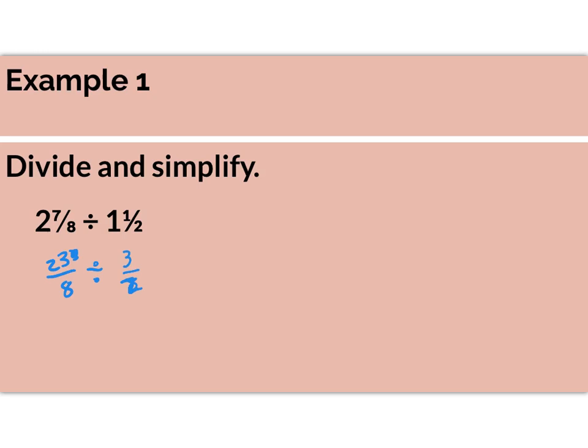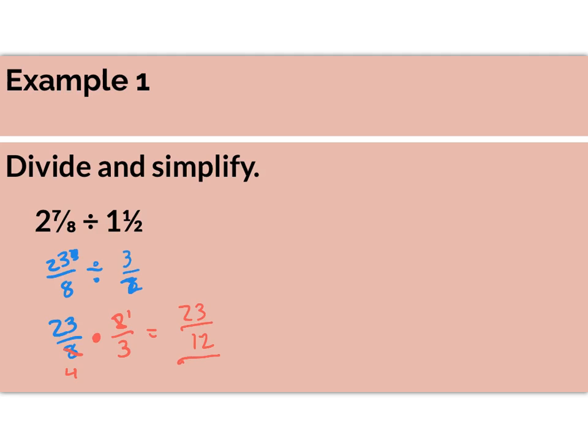from the previous lesson, 23 over 8, change the divide to multiply, flip the second fraction upside down, or invert it, or find its reciprocal. 2 and 8 have a common factor of 2. And now, I take 23 times 1 is 23. 4 times 3 is 12. When you multiply fractions, tops multiply tops and bottoms multiply bottoms. But our problem is not done.